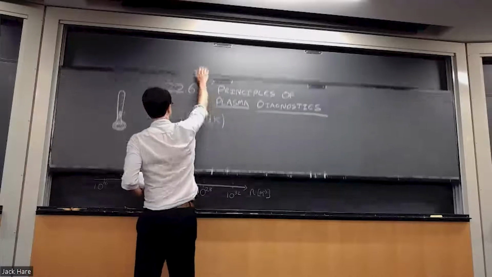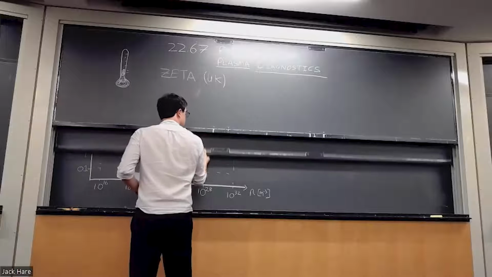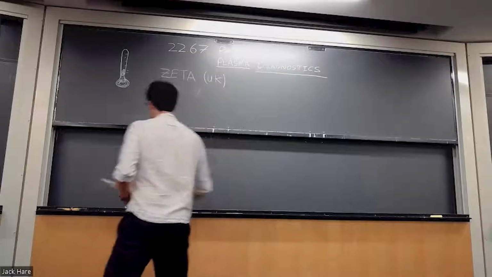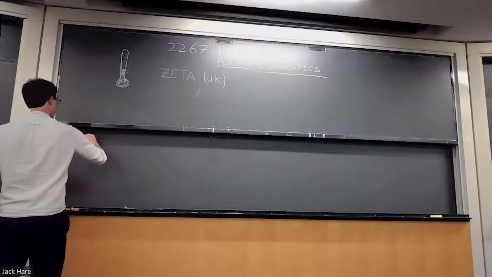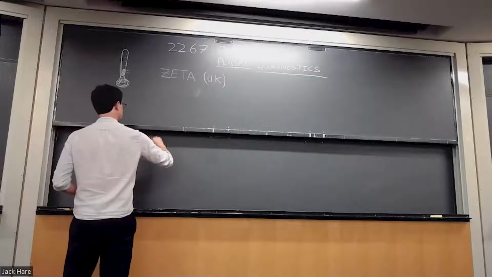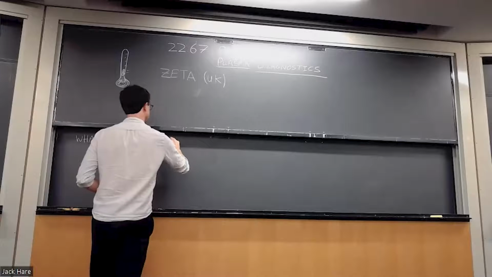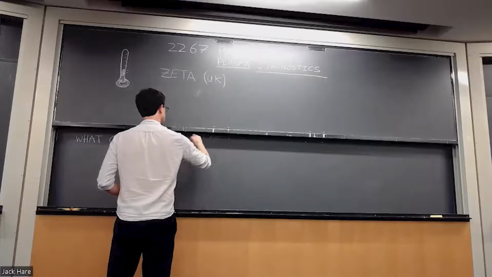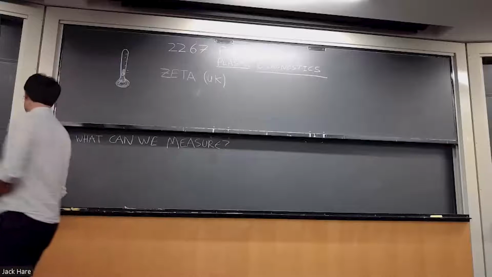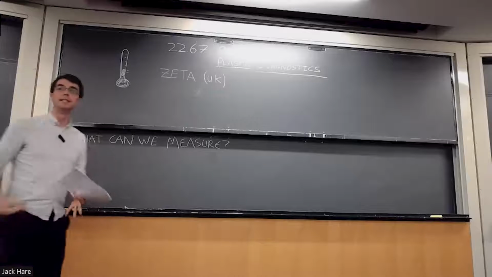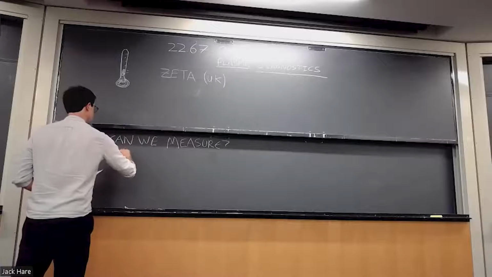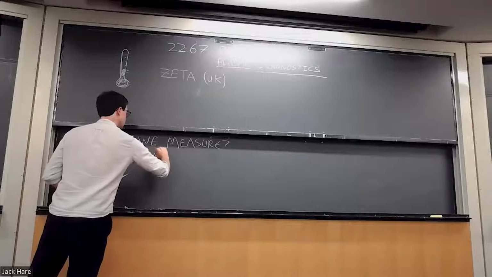So, what sort of things can we measure? Before we get on to what can we measure, what would we like to measure? What would a theorist like to ask us for? What do we want?